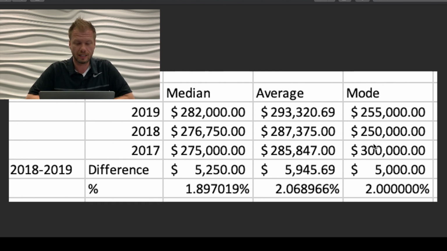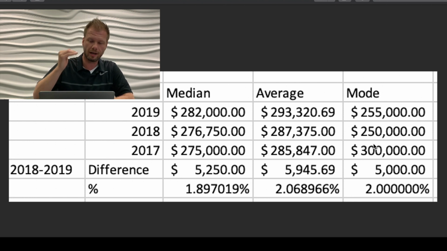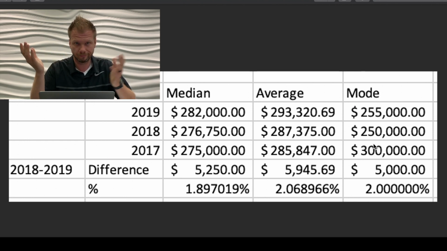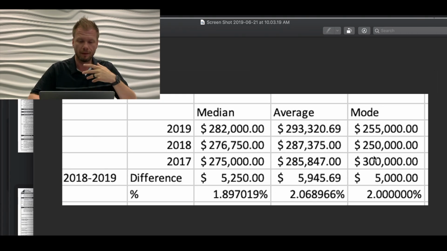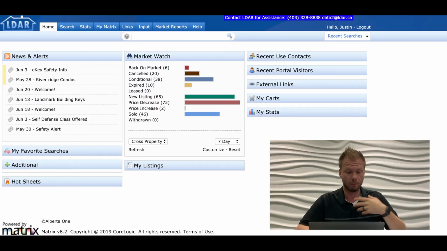The median in 2018 was 276 and then it was 282. And you can see all the numbers went up. So the average was 285, then 287, then 293. The median was 275, 276, 282. So you're still up 2% over the years between 2018 and 2019. So just something that I wanted to chat about because there were people that were asking us.